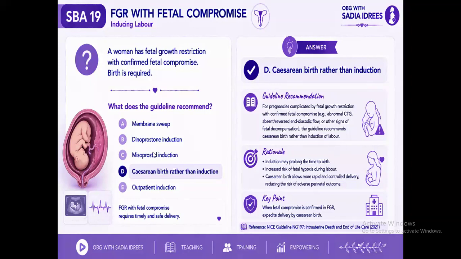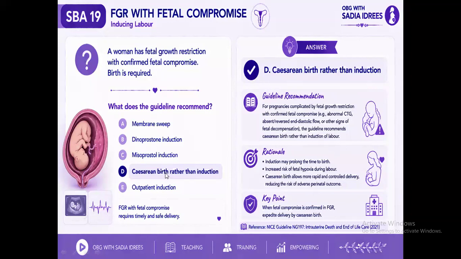So now everyone, question 19, we're almost there. A woman has fetal growth restriction with confirmed fetal compromise. Birth is required. What does the guideline recommend? A. Membrane sweep. B. Dinoprostone induction. C. Misoprostol induction. D. Cesarean birth rather than induction. E. Outpatient induction. Pause the video. And before choosing the answer, tell me, what is the most important phrase in this question? Exactly. Confirmed fetal compromise. And therefore, the correct answer is cesarean birth rather than induction.